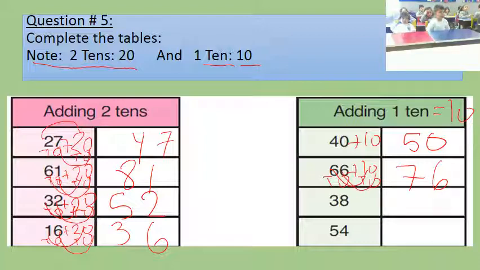Good job. 38 plus 10. Tens. Ones. Tens. Ones. Ones with the ones. 8 plus 0. 3 plus 1.